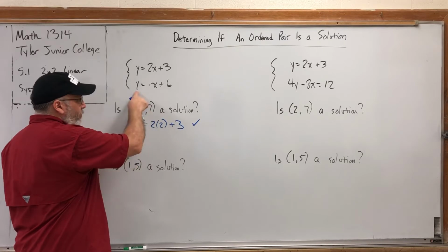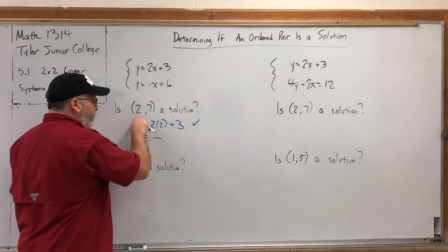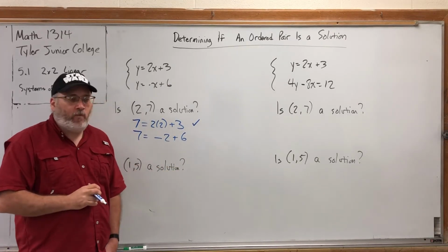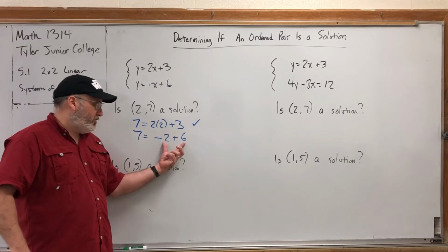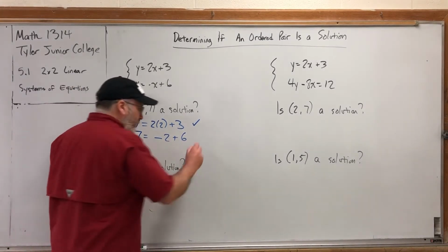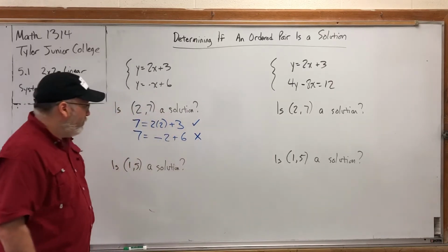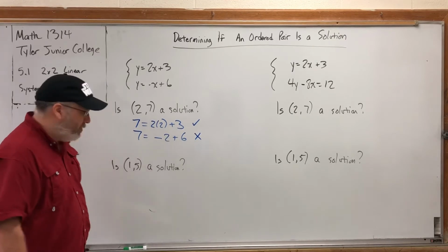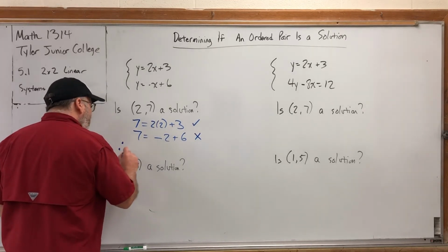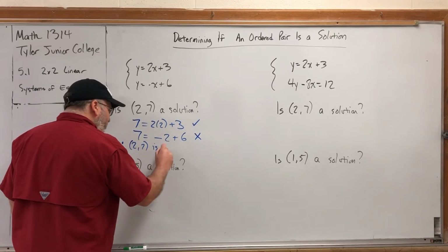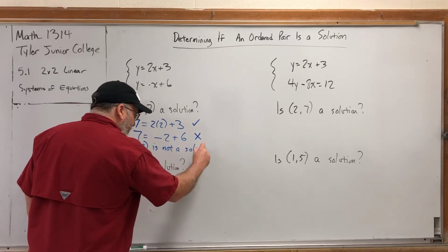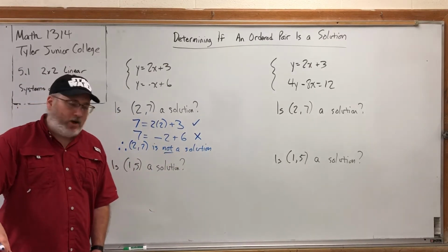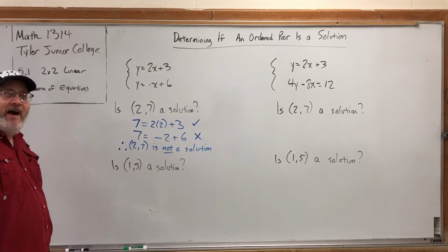If we substitute 7 for the y and 2 for the x, we get 7 equals negative 2 plus 6. Last time I checked, negative 2 plus 6 was not 7, it's 4. In order to be a solution, you have to make all equations true simultaneously. This one failed to do so. Therefore, the conclusion that we draw is 2, 7 is not a solution to the system. It made one equation true, but not all of them, and it must make all of them. What about 1, 5?